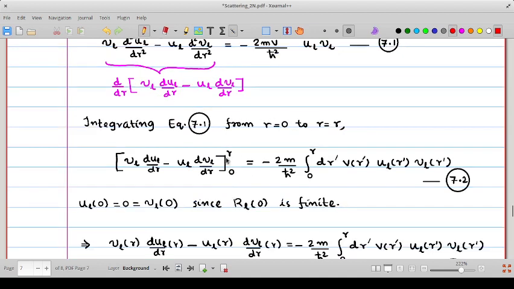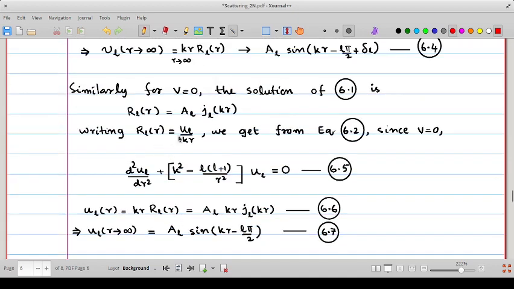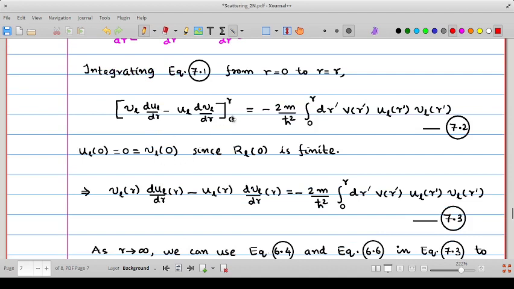and noting that UL and VL at r equal to 0 are 0, and that is because RL(0) is finite and UL is given by kr times RL. Now at r equal to 0, RL is finite, so when it is multiplied by kr with r equal to 0, this becomes 0, and similarly for VL. Since both of them are 0 at r equal to 0, the left hand side simply becomes this quantity evaluated at R.